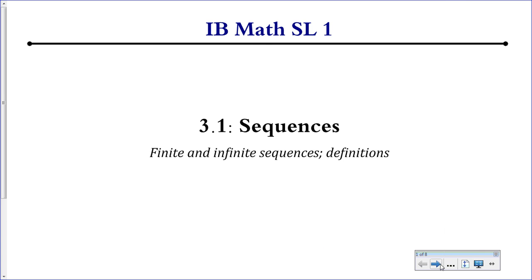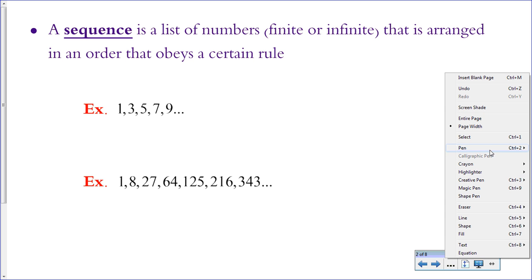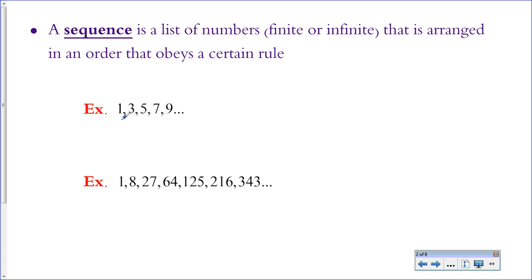This video is an introduction to sequences. A sequence is a list of numbers, either finite or infinite, that is arranged in an order and obeys a certain rule. So here are just two examples of sequences. The first one is 1, 3, 5, 7, 9. As you can tell, the rule that's being obeyed is that a 2 is being added each time, right? A 2 is being added to the term that came before to get the next term of the sequence.